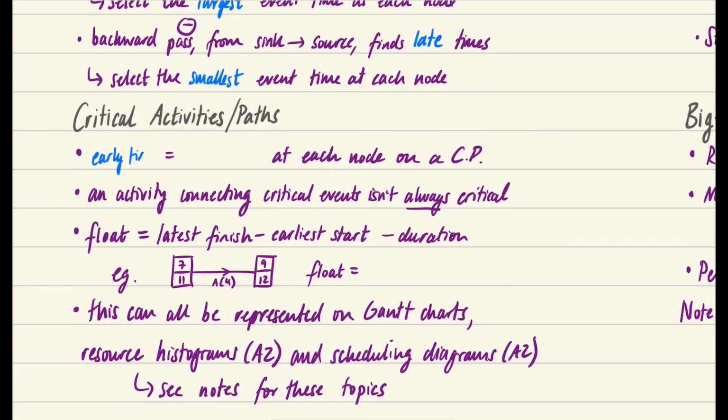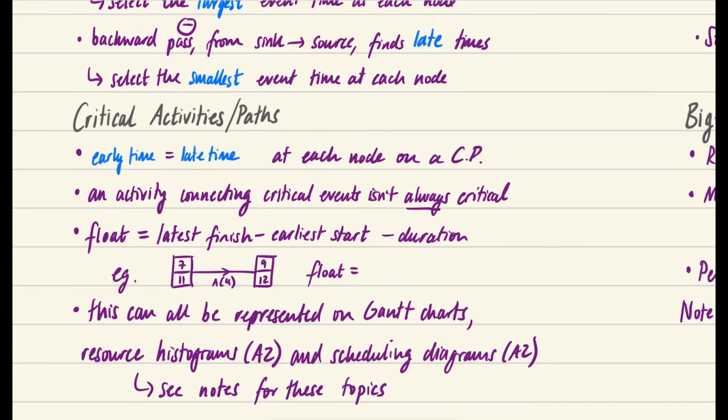So if the early time is equal to the late time, we should be able to form a path where there's only early and late times being equal to each other, and that should be a critical path. However, an activity which is connecting critical events isn't always critical. And again, you might want to go to your notes to see what I mean by this, but I just wanted to point that out. That is something that is worth looking out for when you're doing critical activities and critical paths.